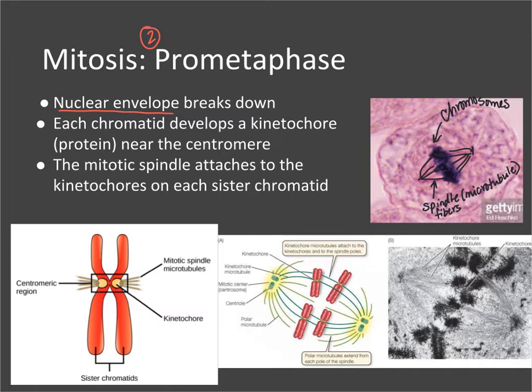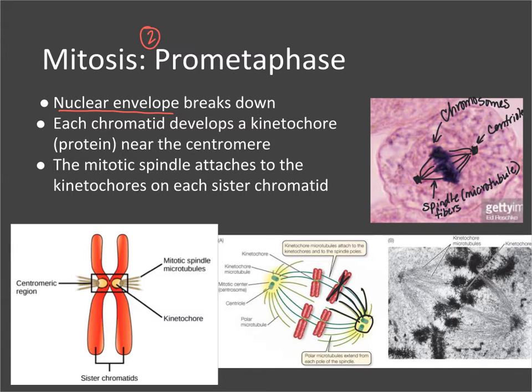And then the centrioles would be found on either end, where those microtubules are connected. You can see that on the image down here as well. You can see the centrioles, those microtubules making up the mitotic spindle, and those X-shaped chromosomes.